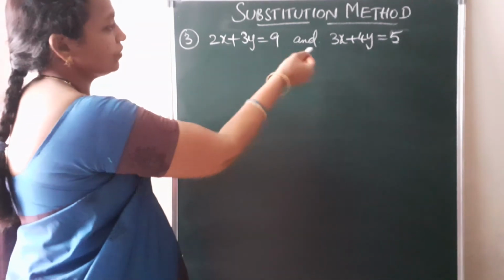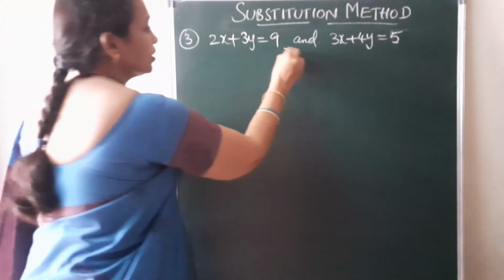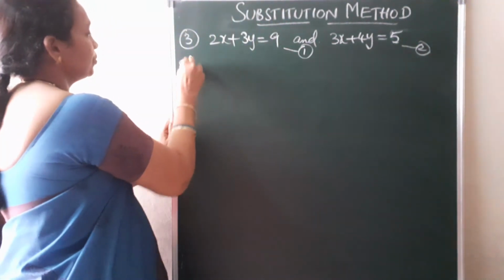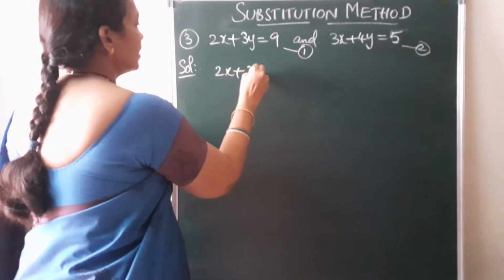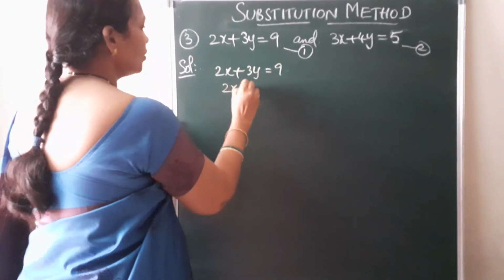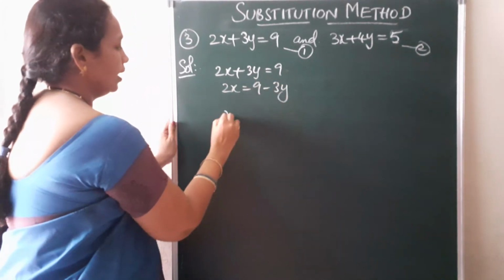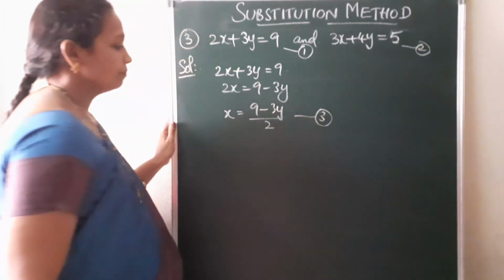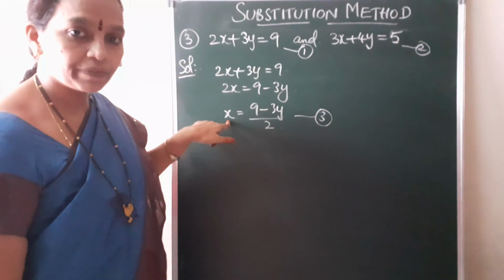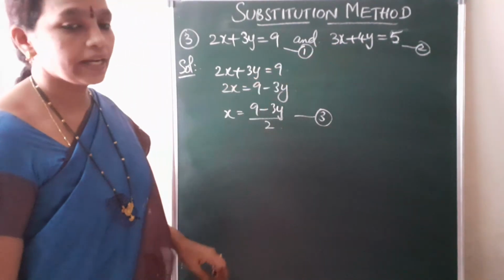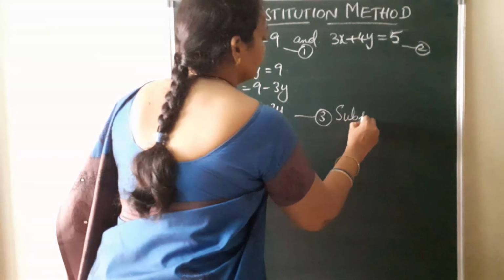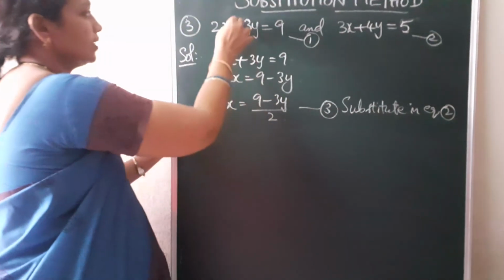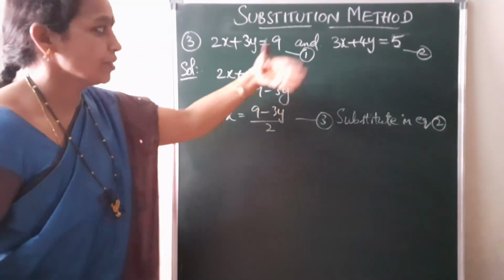So here, you can take from any of the equations, no problem. From the first equation I am finding the x value, making x the subject. So 2x + 3y = 9, 2x = 9 - 3y, and x = (9 - 3y)/2. This is the third equation. This x value, which I made the subject, I have to substitute in the second equation, because I considered this from the first equation.